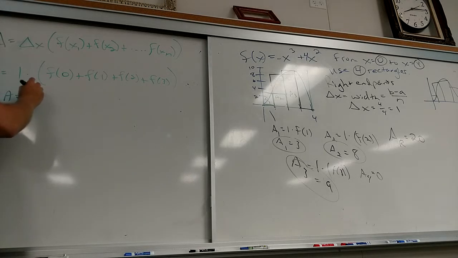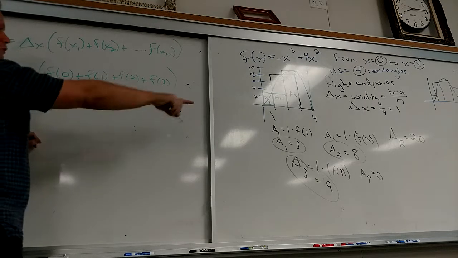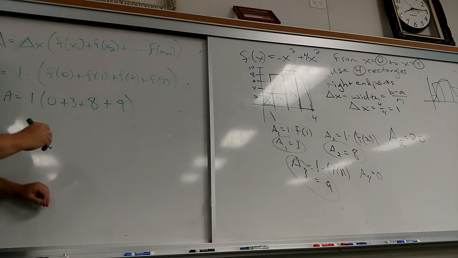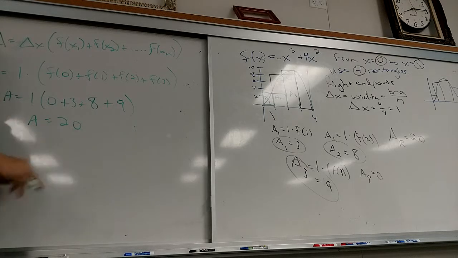So here I'm going to get, again, f of 0 was 0. F of 1 was 3. F of 2 was 8. F of 3 was 9. All right, 3, 8, 9, yes. So I still get A is 20. So to get the area of the rectangle, I have to multiply each height by the width. Each width here is 1. So if the width was 1/2, there would have been a 1/2 right there. Right? Is that cool?